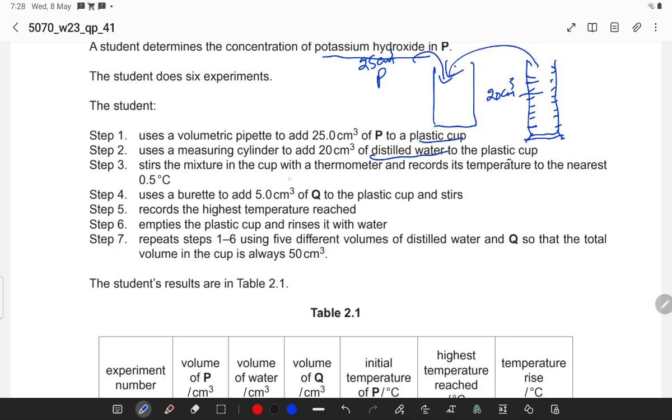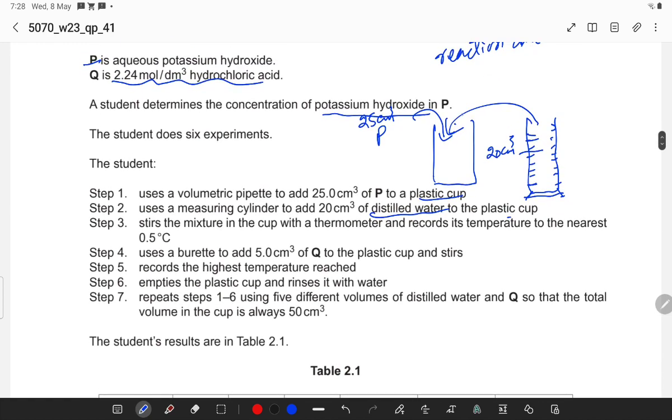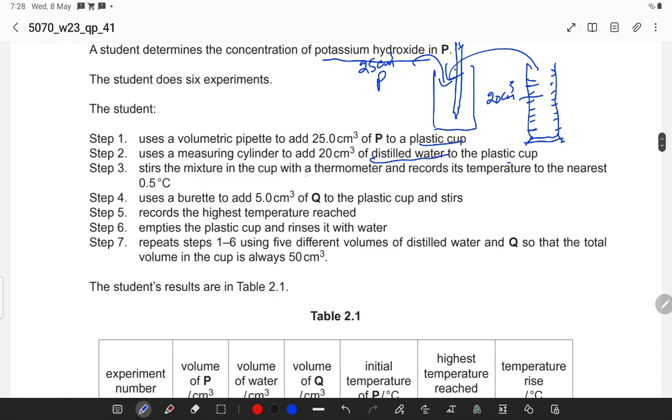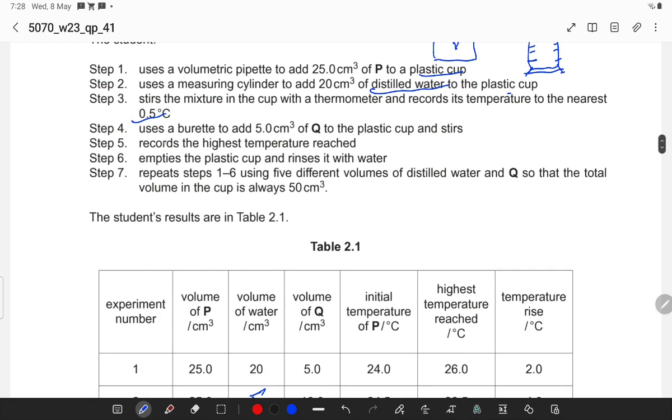Step 3. Stir the mixture in the cup with a thermometer. The thermometer is placed like this and used to stir, and record its temperature to the nearest 0.5 degrees centigrade. Step 4. Uses a burette to add 5 cm³ of Q to the plastic cup.